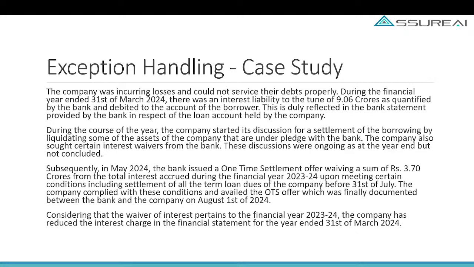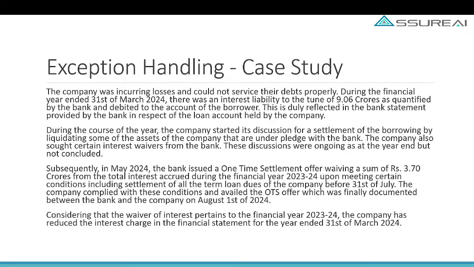So imagine a scenario where the company has incurred a loss. This is purely a live case scenario taken out from one of the NFRA orders, and the numbers are modified to suit the current realities. So a company was incurring losses and could not service their debts properly. And during the financial year ended March 2024, there was an interest liability to the tune of 9.5 crores quantified by the bank and debited to the account of the borrower. This is duly reflected in the bank statements.